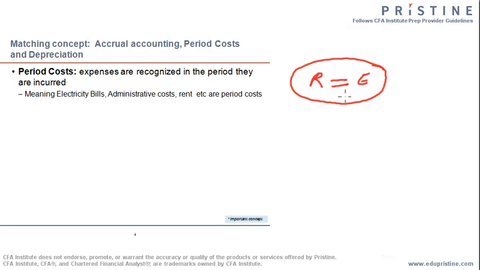However, there are other costs which are not linked to revenues, and these costs are called period costs. Now, what are period costs? A period cost results in expenses that are recognized in the period they are incurred and are not linked to revenues. For example, an electricity bill would be accounted for in the month in which it is incurred. Similarly, admin cost and salary cost. You don't wait for revenues to be recognized for a particular salary cost or electricity bill, and hence they are accounted for as and when they are incurred.